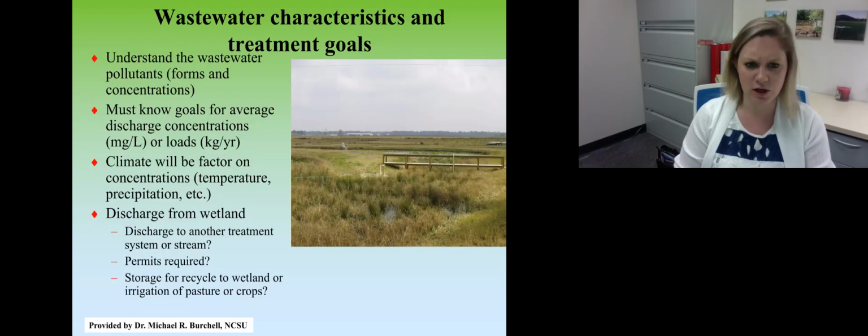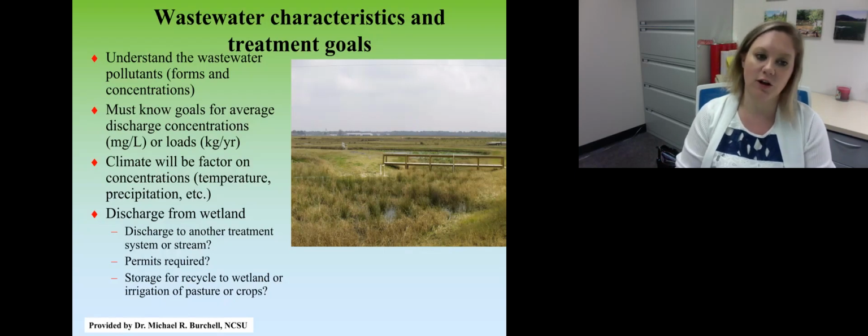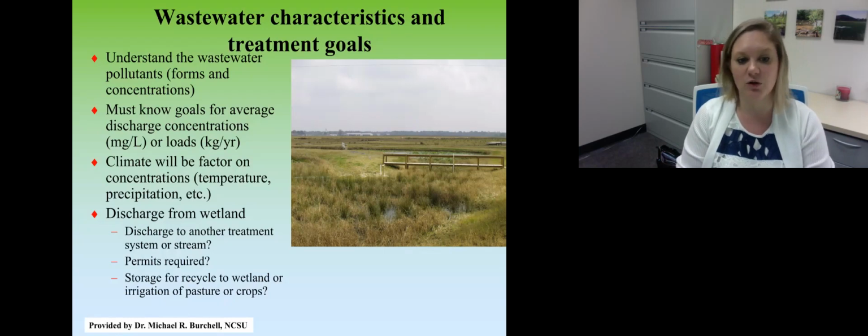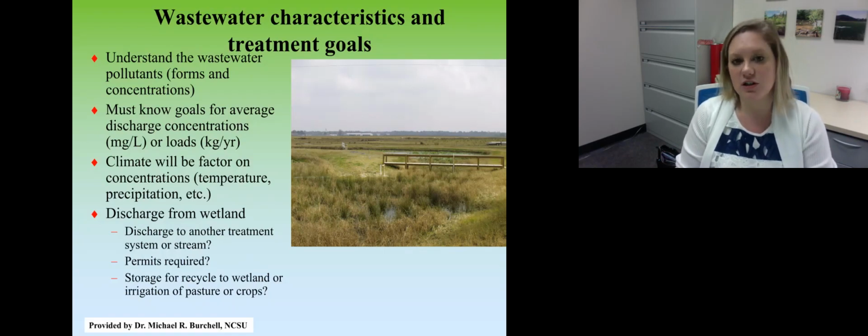The other thing is that we want to know our average discharge concentrations that we're desiring, or the particular loads that we're trying to get to. This is going to be really important when thinking about whether the area that we have available is feasible for using our treatment wetland system. And again, we were talking about earlier the climate being important, particularly for temperature and removal processes, because your microbes are not going to be working if it's really cold. And also, if it's really cold, you're not going to have plants to be able to do those removal processes either.